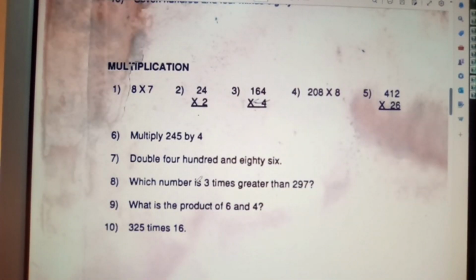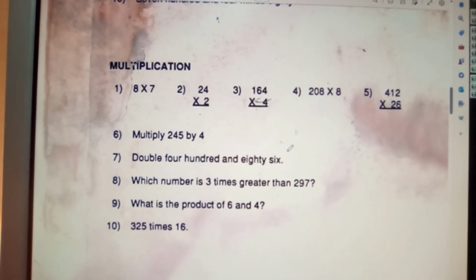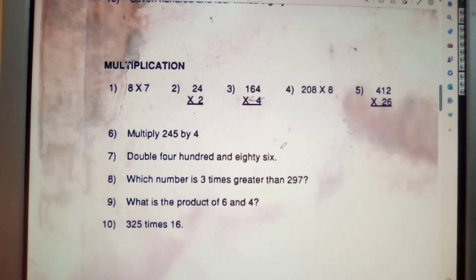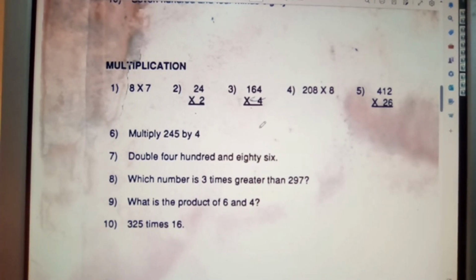The multiplication. Seven 8s are 56. Okay. So 8 times 7, we have 1.